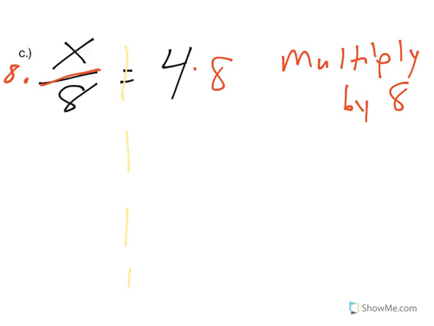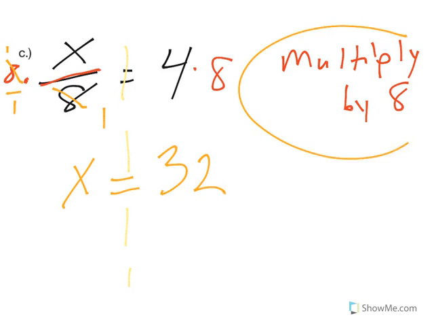If I multiply both sides by 8, well, on the left side, you see fractions, and you can reduce. 8 divided by 8 is 1. Again, I'm left with 1x, very similar to part A. And on the right side, I have 4 times 8, which is 32. So my step is simply to multiply by 8.